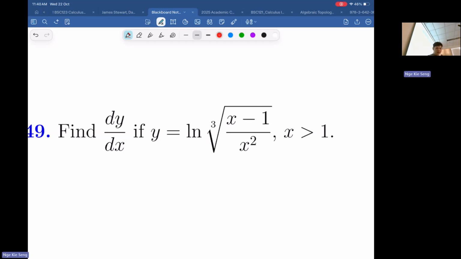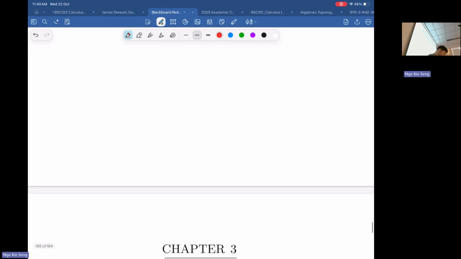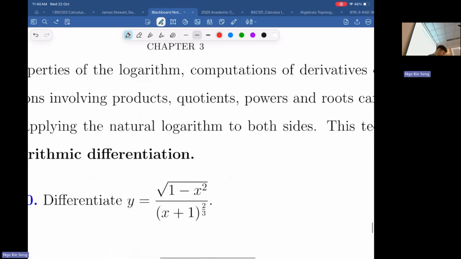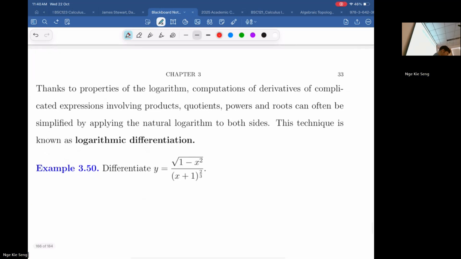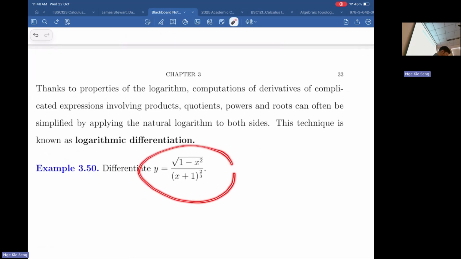If everyone is okay, then we will go into today's method, which is called logarithmic differentiation. If you look at this kind of function, how are you going to differentiate it? This is a quotient, so you might use the quotient rule, and after that you need to use the chain rule. You should try to see how long it takes to reach the solution.